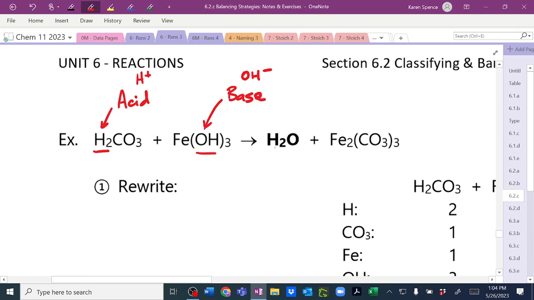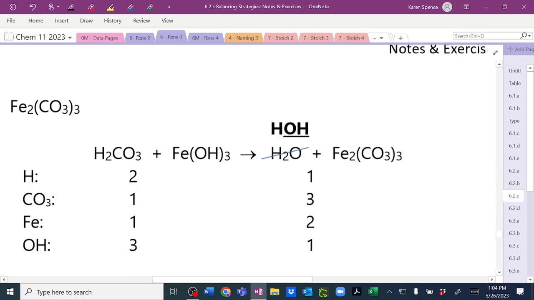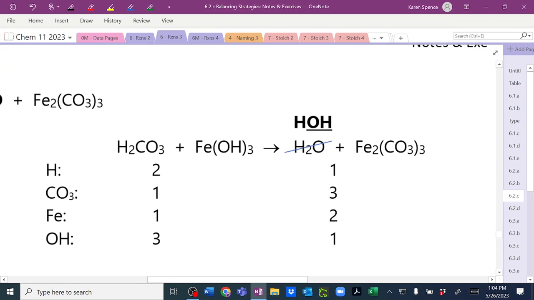Okay, and we have H2O, and guess what? We've got H's and we've got OH's and we have a water. So let's split that water apart, kind of, into the H and the OH. So we're going to rewrite water as HOH.